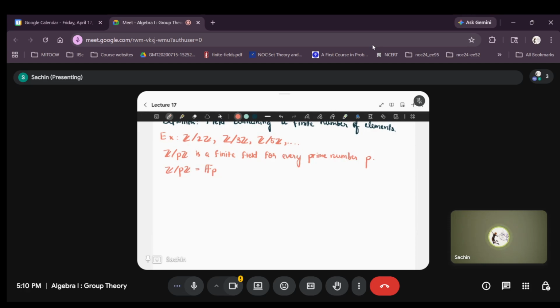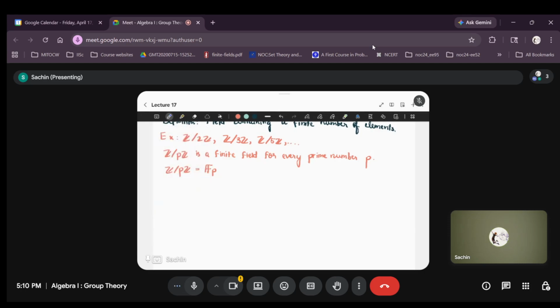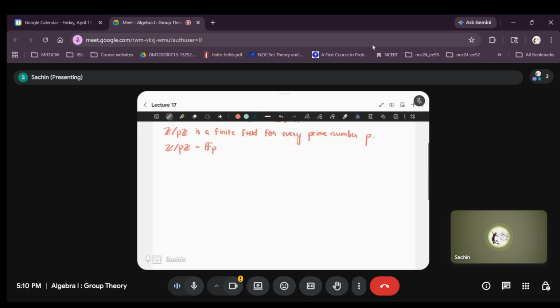Now before going into the construction of finite fields, we will put a restriction on the cardinality of the finite field, that is, the number of elements in a finite field. Here we have seen fields with a prime number of elements. What other number of elements can a field have? There is a restriction on that.